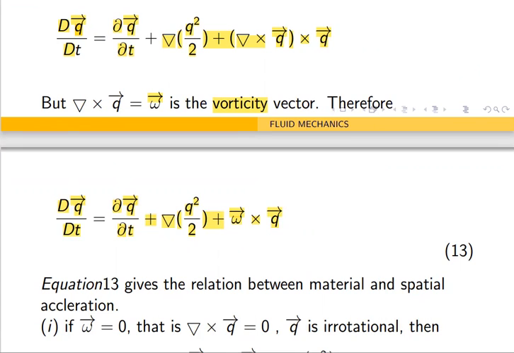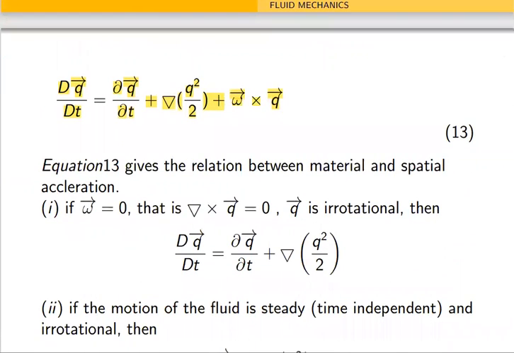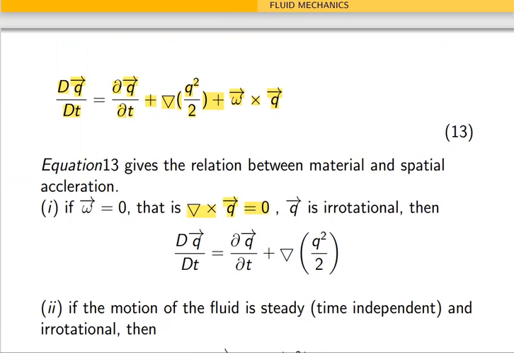Now let us study different cases. If omega equal to 0, that means curl Q equal to 0. Whenever curl Q equal to 0, we know by the basics, Q is irrotational. If Q is irrotational, then what happens? This whole part is gone from equation 13, right? So what is remaining? We have material acceleration is equal to local acceleration plus gradient of Q square by 2. This is the relationship between these two if Q is irrotational.